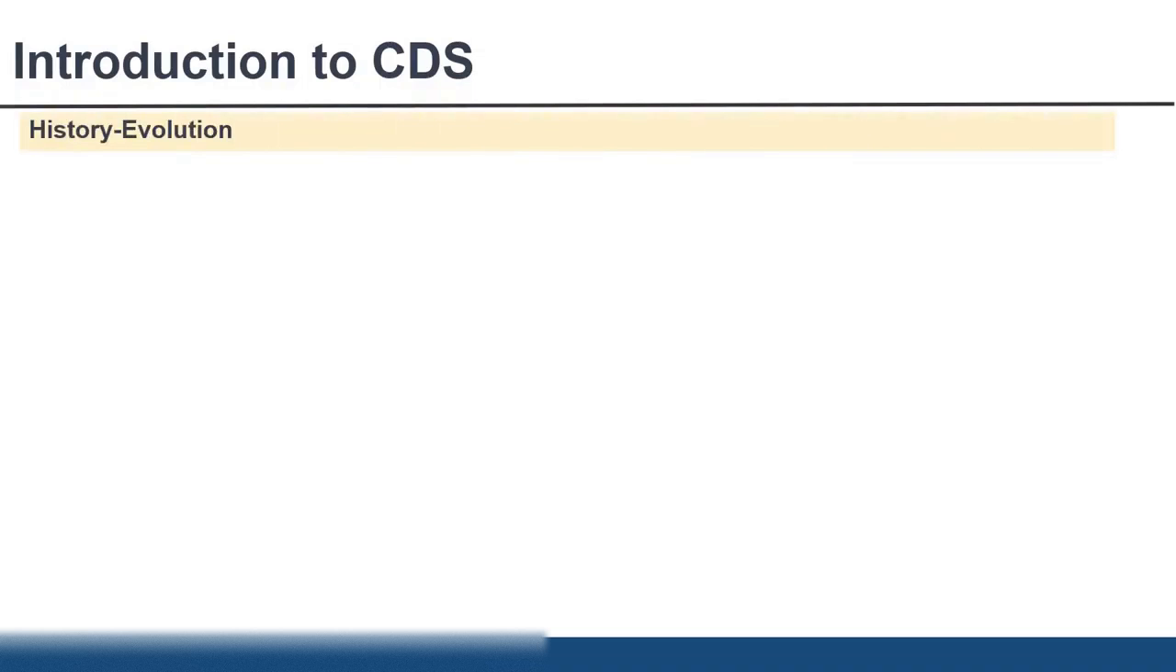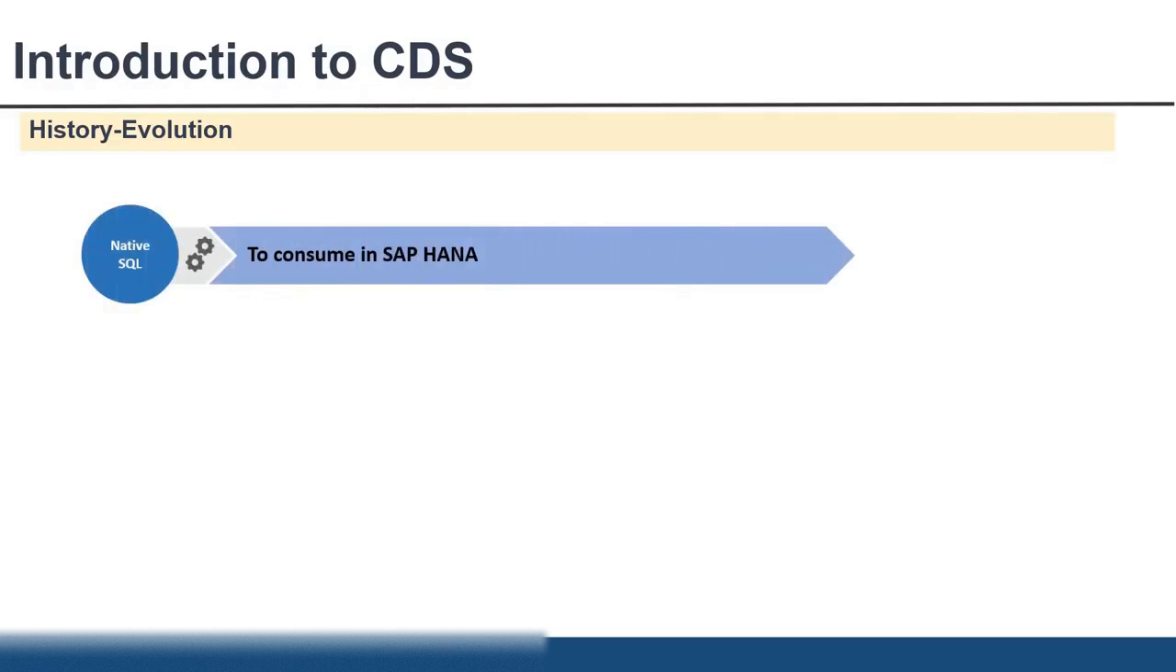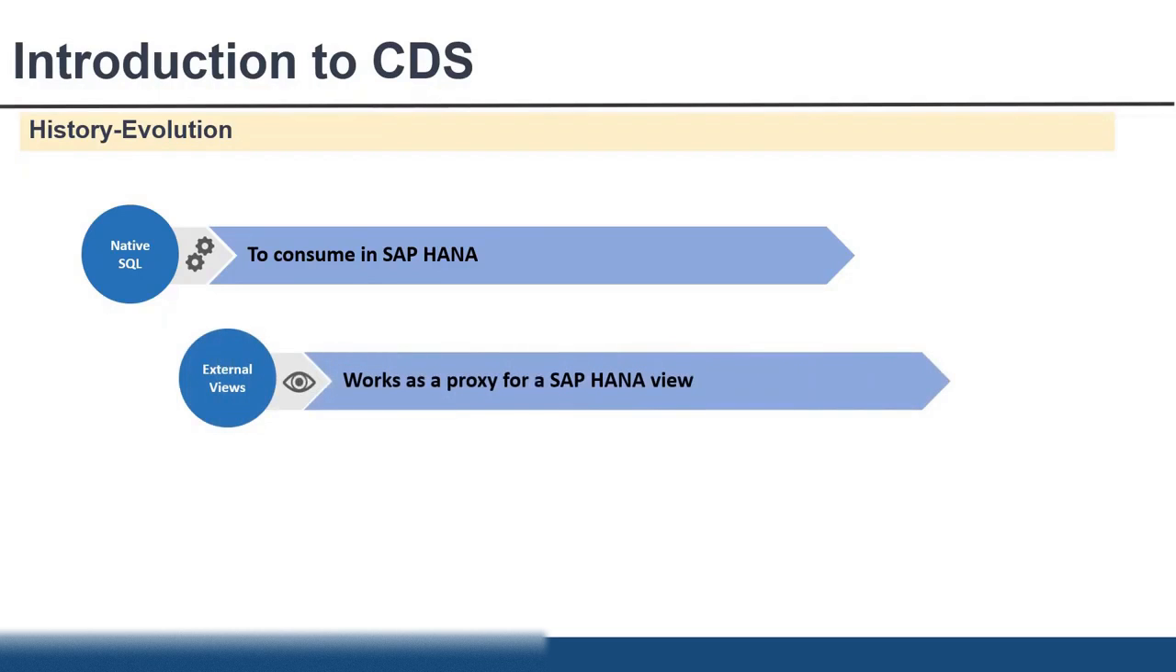History and evolution of CDS. Previously, in order to consume data and database objects on SAP HANA, we had to use native SQL. Now, to access the data from an ABAP layer, SAP came up with the concept of external views. External views worked as proxies with the SAP HANA views.